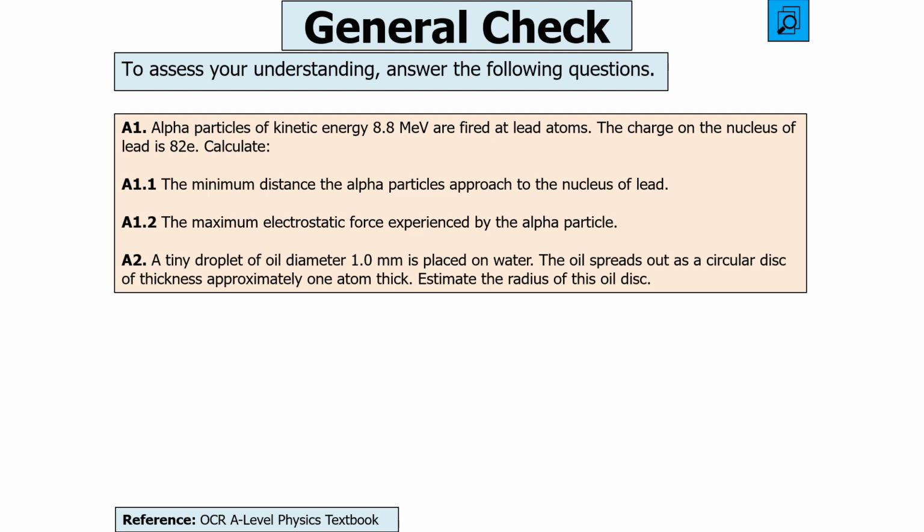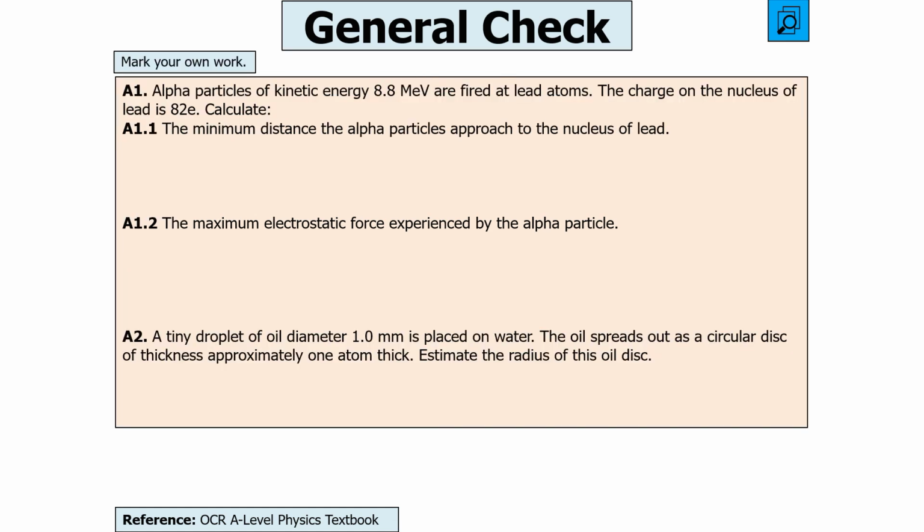The next question says, alpha particles of kinetic energy 8.8 mega electron volts are fired at lead atoms. The charge of the nucleus of the lead is 82e. Calculate the minimum distance the alpha particle approaches to the nucleus of the lead, and the maximum electrostatic force experienced by the alpha particle. Then a tiny droplet of oil of diameter 1 millimeter is placed on water. The oil spreads out as a circular disc of thickness approximately 1 atom. Estimate the radius of this oil disc. So pause the video now, then unpause the video when you want to go through your answer.